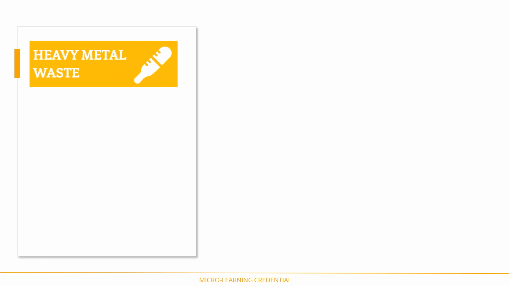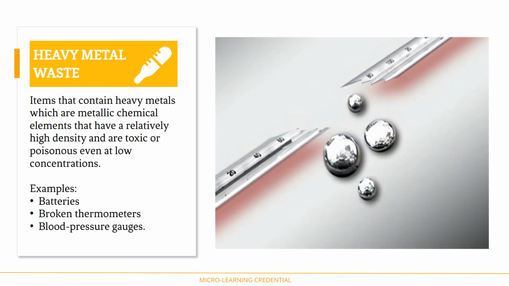Heavy metal waste. Items that contain heavy metals, which are metallic chemical elements that have a relatively high density, and are toxic or poisonous even at low concentrations. Waste with high content of heavy metals includes batteries, broken thermometers, blood pressure gauges, etc. are all heavy metal wastes.